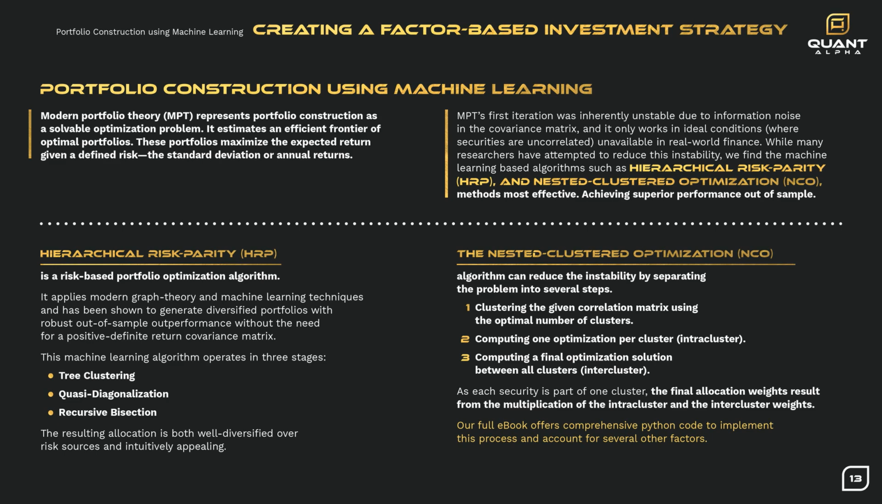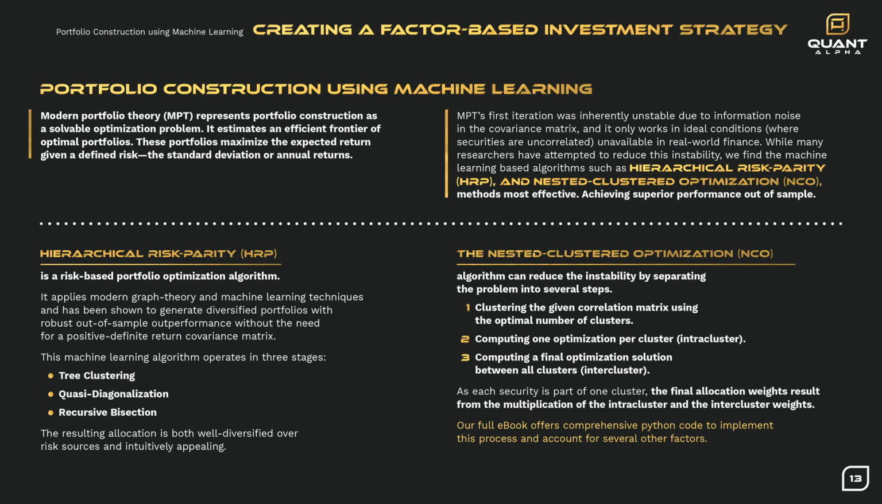MPT's first iteration was inherently unstable due to information noise in the covariance matrix, and it only works in ideal conditions, where securities are uncorrelated, unavailable in real-world finance. While many researchers have attempted to reduce this instability, we find the machine learning-based algorithms such as hierarchical risk parity, HRP, and nested clustered optimization, NCO, methods most effective, achieving superior performance out of sample.